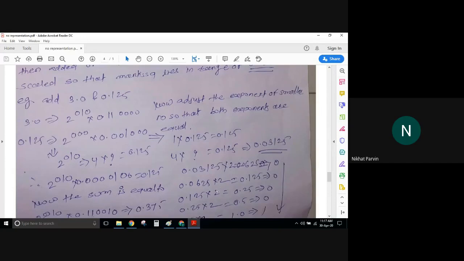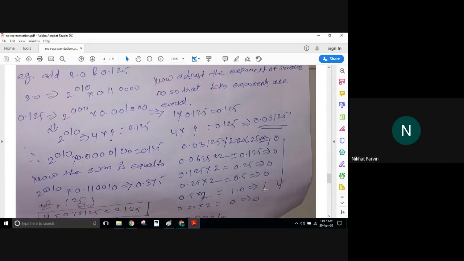0.03125 into 2. You do this process, which we'll do in a while. Now you got this number, 0.0000010. So this is my new number. So 2 power 2 into this binary fraction, whatever I got over here. If I multiply this, my answer is 0.125. So this is how I made my exponents equal.